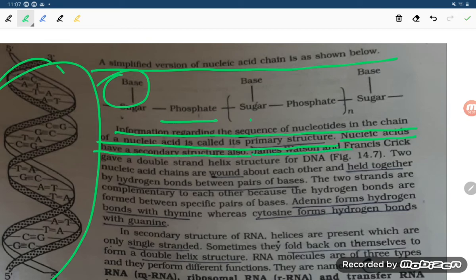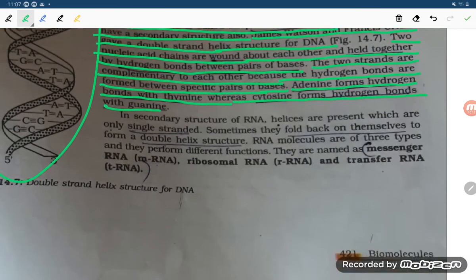Okay, James Watson and Crick gave the double strand helix structure for DNA. Two nucleic acid chains are wound about each other and held together by hydrogen bonds between the pair of bases. The two strands are complementary to each other because the hydrogen bonds are formed between specific pairs of bases. Adenine forms a hydrogen bond with thymine, whereas cytosine forms the hydrogen bond with guanine.